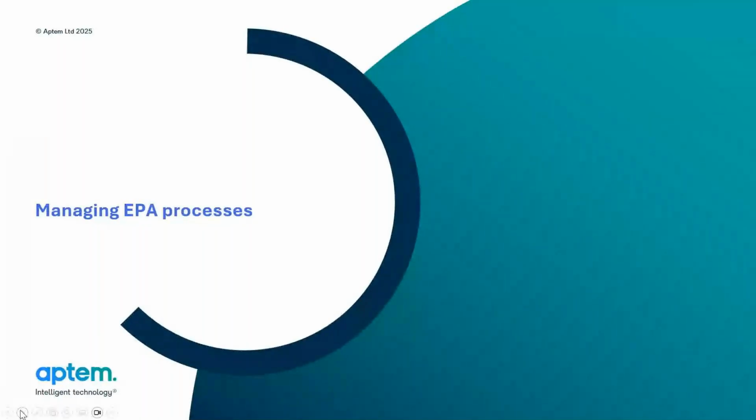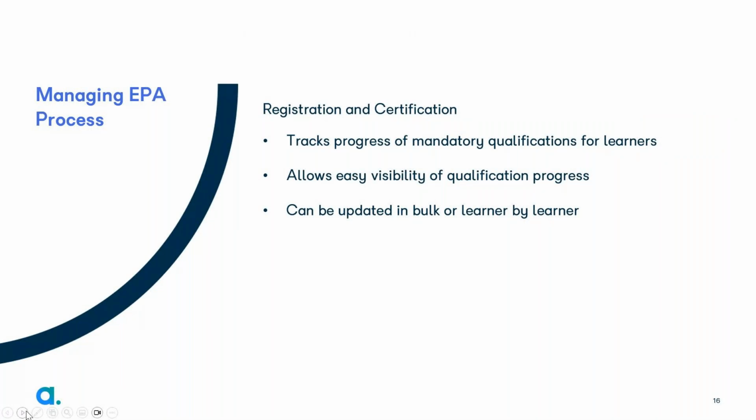Thank you very much. So we're now going to talk about managing the endpoint assessment process as well. Now, we have registration and certification within Aptem, and what that allows you to do is track the progress of mandatory qualifications for learners. However, it will also add any ILR aims that exist within the ILR for each learner. And most learners on programme will have a ZOO component or at least another component aim that is a generic component aim. Now, what this allows you to do, if you were to use this, is you could track the registration for endpoint assessment in registration and certification if that's what you wanted to do as well.